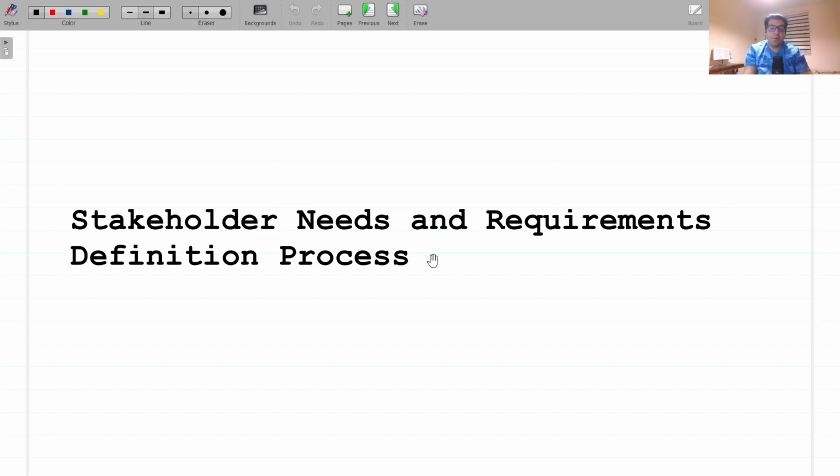In this session, we want to talk about stakeholder needs and requirements definition process. If you want to find out more about this concept, then don't miss this training session.